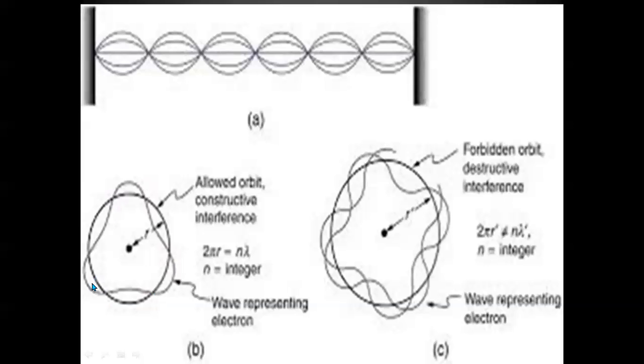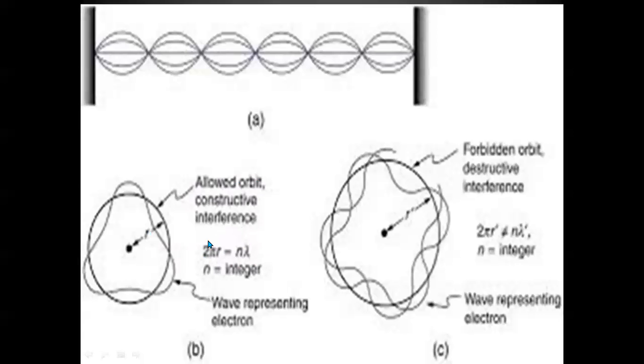2, 3. So this 1, 2, 3, 4, 5, etc. is taken as a number n. n is equal to 1, 2, 3, etc. Or n can have values 1, 2, 3, etc. Okay, then only n lambda will be equal to 2 pi r. So this is called a condition for constructive interference. What is that condition? Circumference of the circle should be equal to n lambda.